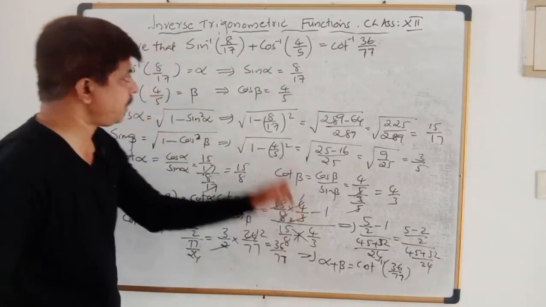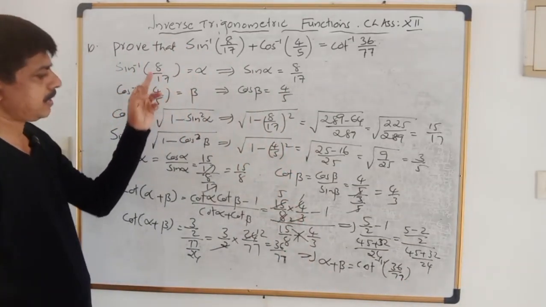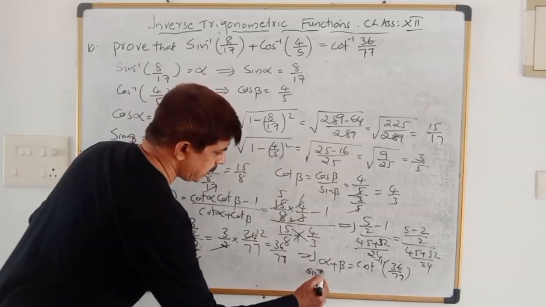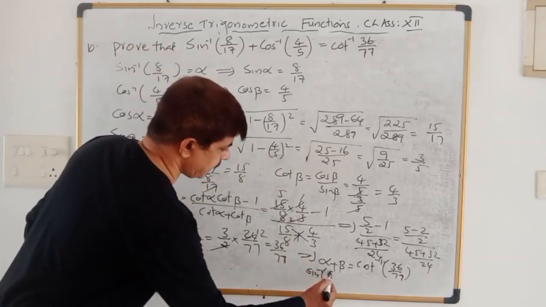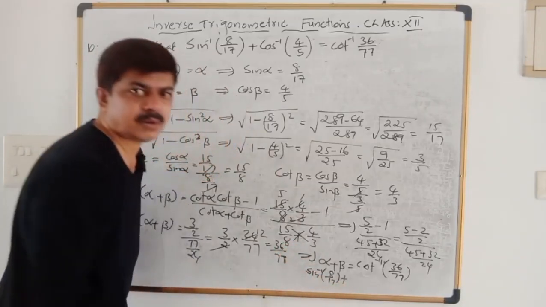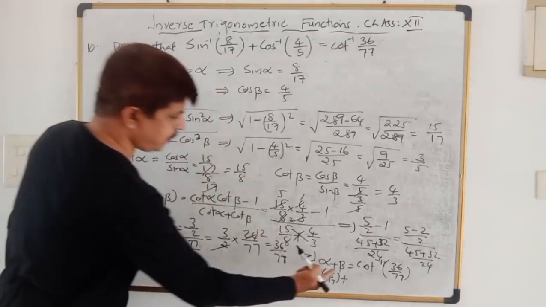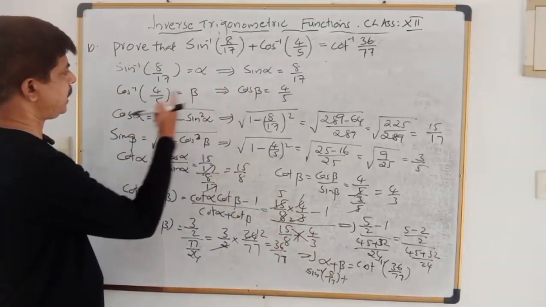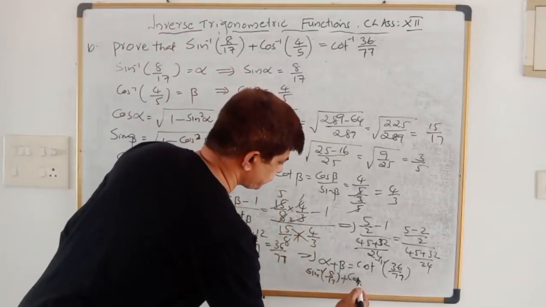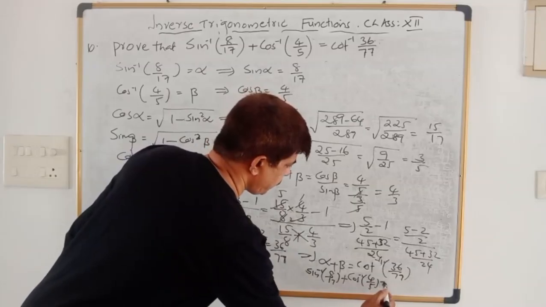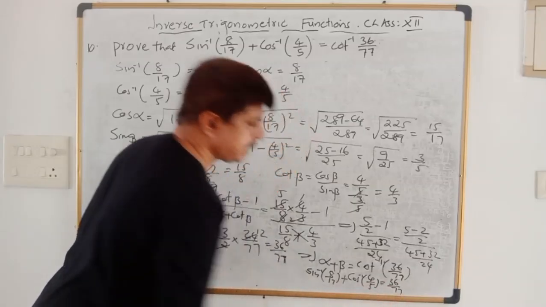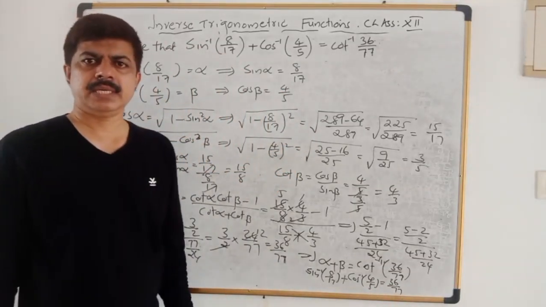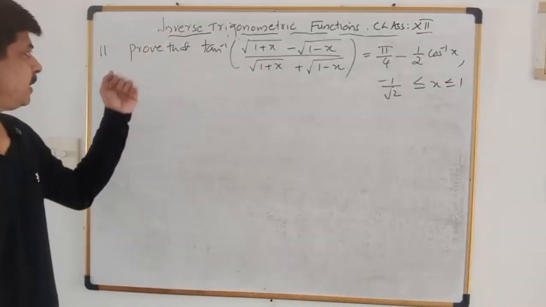This is supposed to give alpha. What have we taken for alpha? Sine inverse 8 by 17, plus we have beta. What have we taken for beta? Cos inverse 4 by 5, is equal to cot inverse 36 by 77. Is it clear? Okay, here is our 11th question.